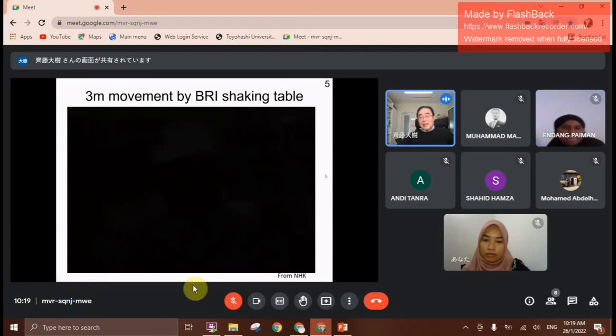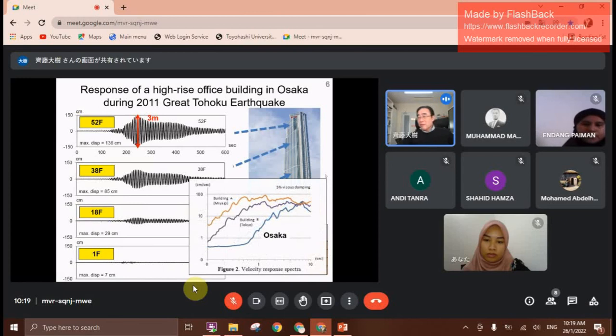Anyway, this movement happens because the response spectrum of Osaka City is the blue one. It has no power at less than 1 second, but very high power at 6 seconds. So it's not the same as Kobe, El Centro, Taft. It is a very peculiar earthquake, generated in deep sedimentary soil in Osaka, with slow movement, a 6-second period. That's why, since 6 seconds means a 60-story building, and this building is 57 stories, the sensor at the 52nd story recorded 3-meter movement.